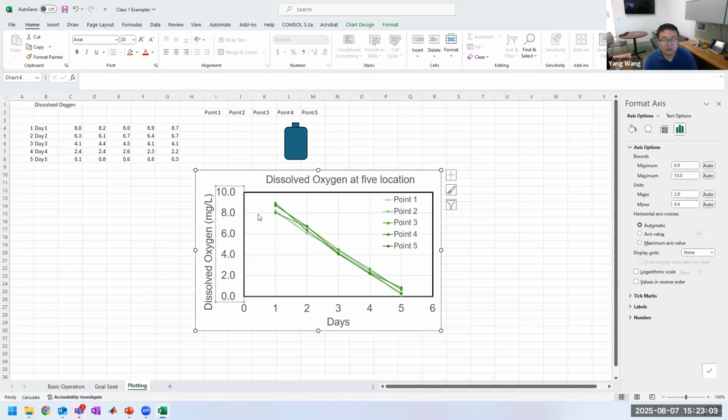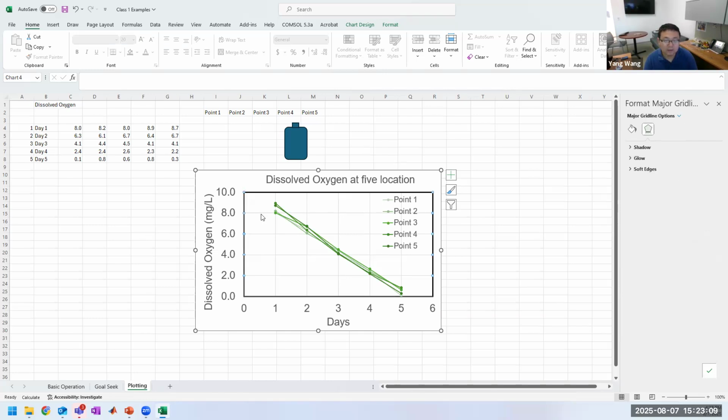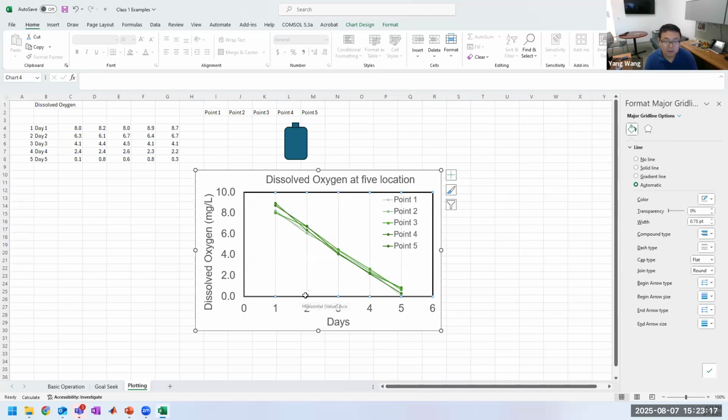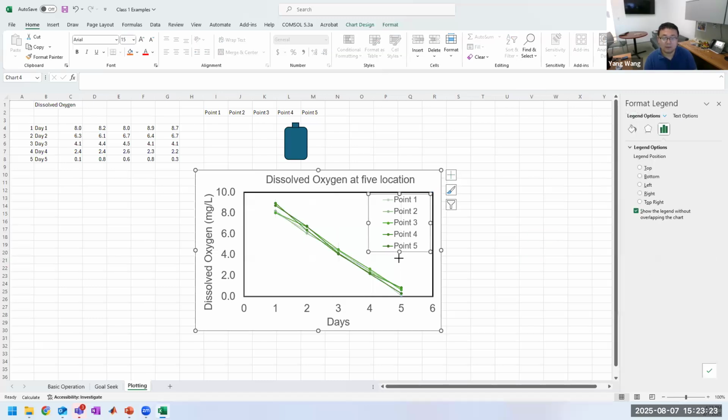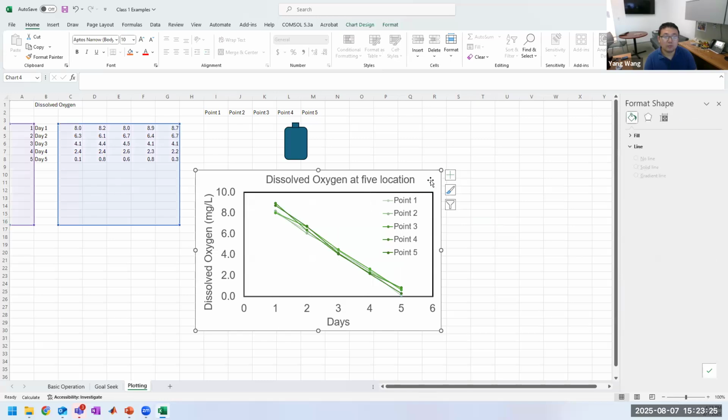So we have these. And if you check a lot of, let's say, research articles, they also don't include the grid lines. So what we can do is we can also format the grid lines, and we can choose no line, right? So format the grid line, no line. Okay. So now this plot actually looks a little bit more professional.